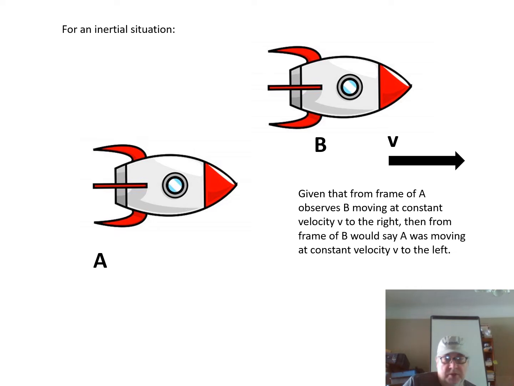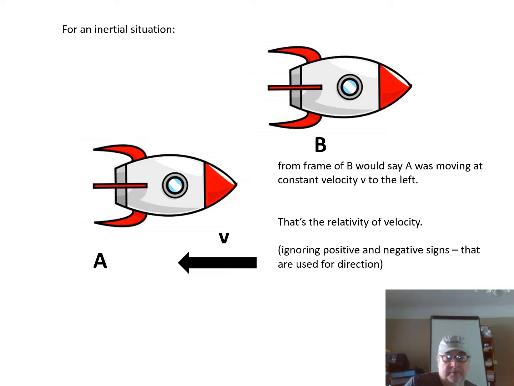So for an inertial situation such as this, given that from the frame of A, B is observed moving at constant velocity v to the right, then from the frame of B, one would say A was moving at constant velocity v to the left. That's the relativity of velocity, and I'm ignoring the positive and negative signs that would normally be used to indicate direction.